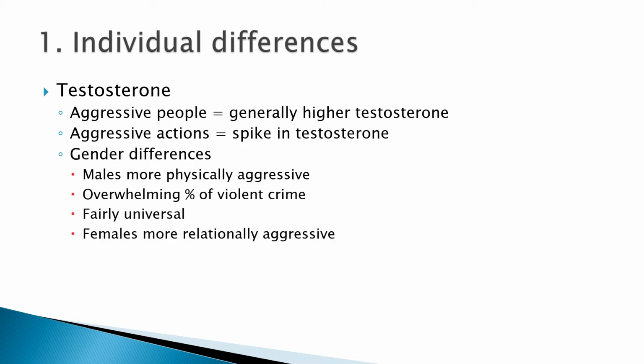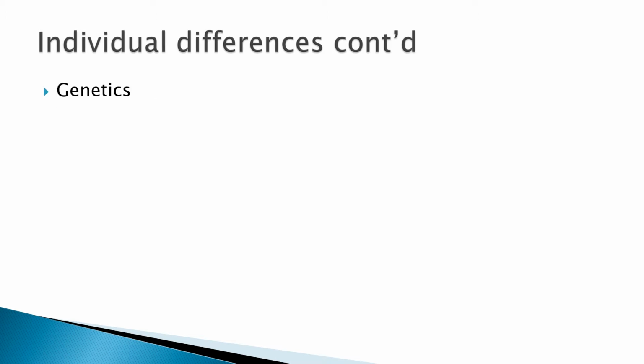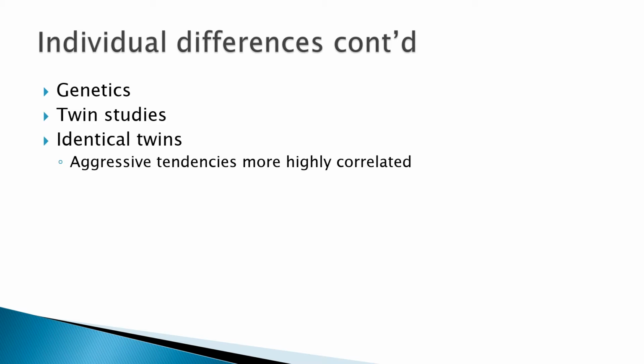Women tend to be a great deal more relationally aggressive. Once again, we've already talked about that in the first set of videos. Genetics can also lead to some individual differences in aggression. So for example, identical twin studies have shown that identical twins tend to be more correlated in their aggressive tendencies than fraternal twins, indicating there is some genetic component to aggressive tendencies.